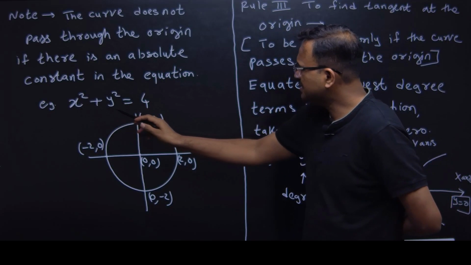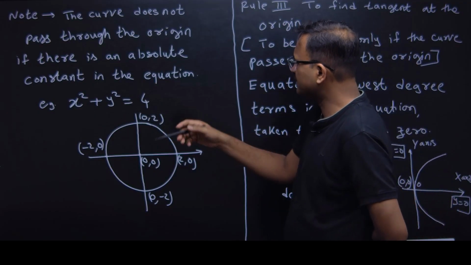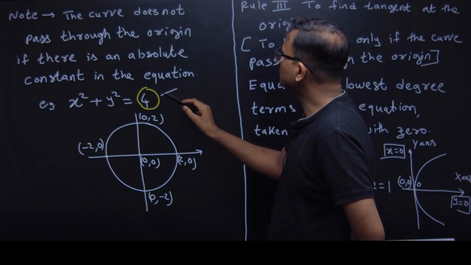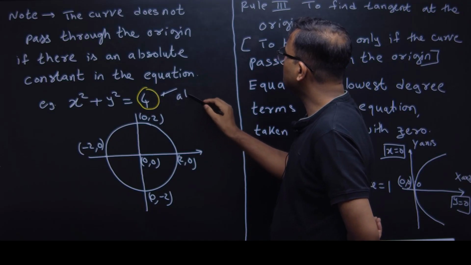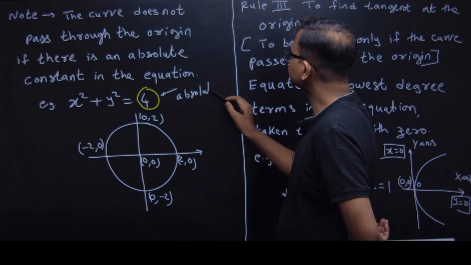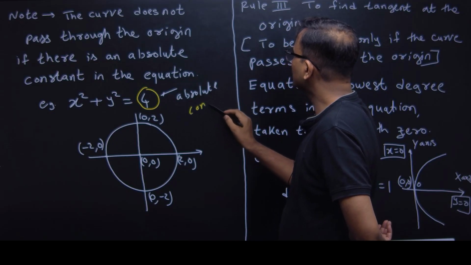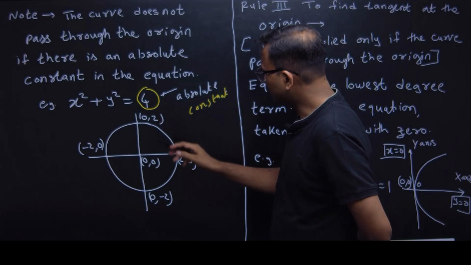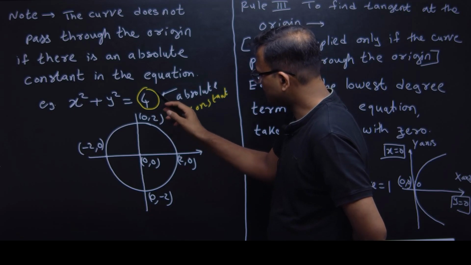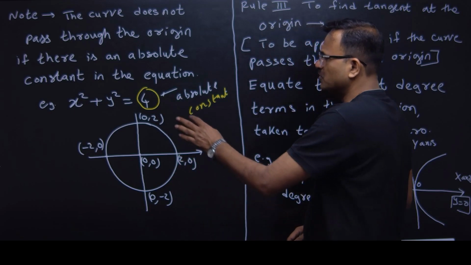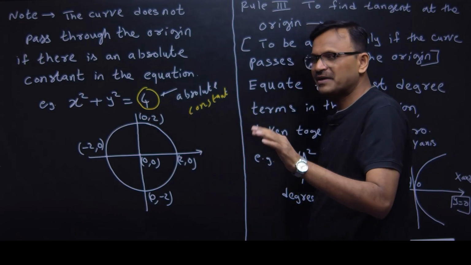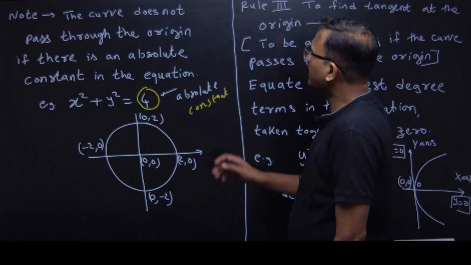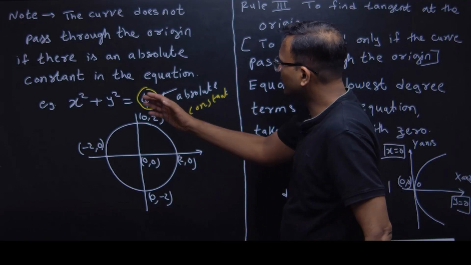For example, take the equation x square plus y square is 4. Again, it is the equation of a standard circle, we know. So here this 4 is an absolute constant, because this constant 4 is not multiplied by any variable like x or y. This kind of constant we call an absolute constant, and if that kind of constant is there in the equation, the curve will not pass through the origin.